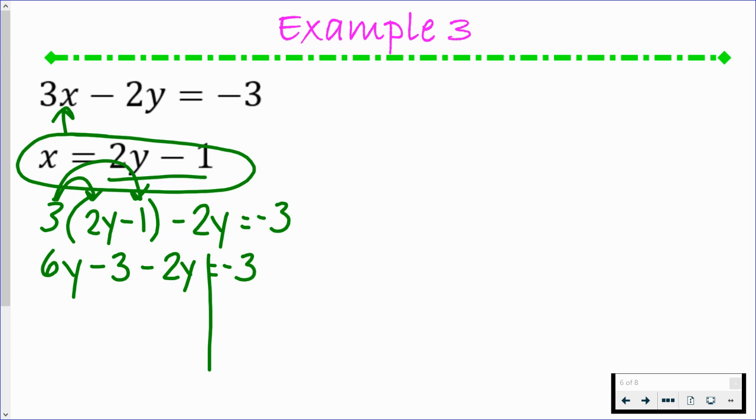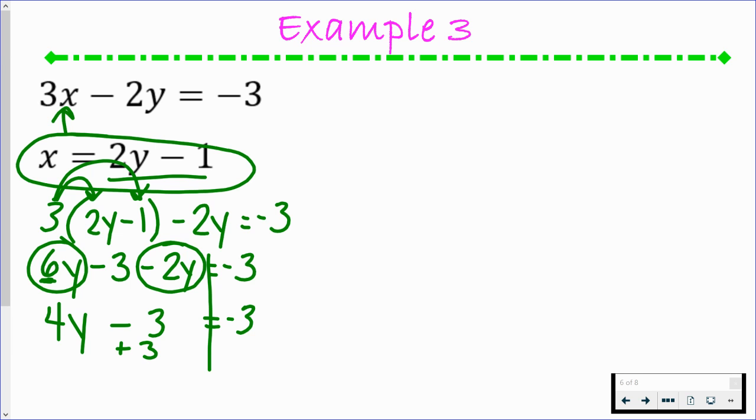Now I'm going to clean up and combine like terms. Remember, whatever sign's in front of the number stays with the number. So we have 6y plus negative 2y. Different sign, subtract. We get 4. Keep the sign of the higher number, then you'll be exact. 6 is the higher number, so that's going to be positive 4y minus 3 equals negative 3.